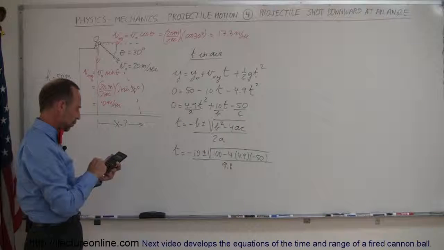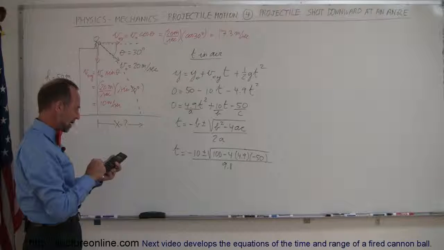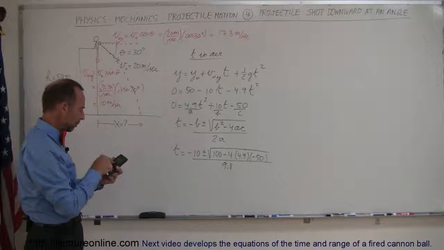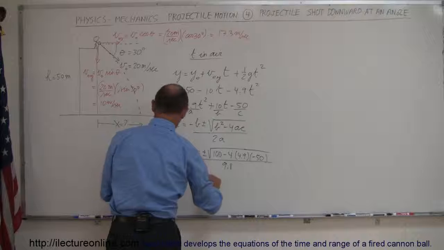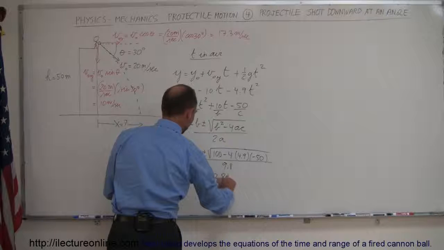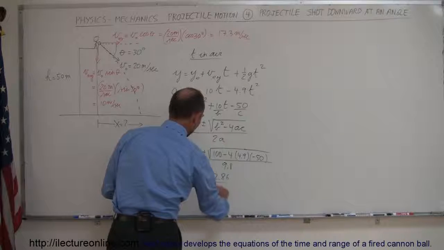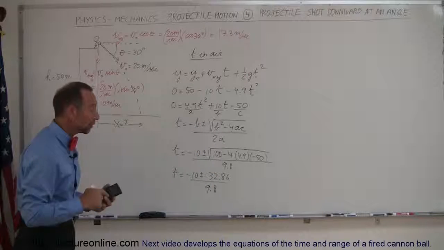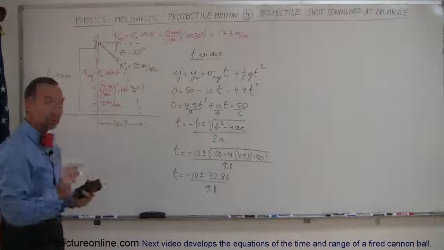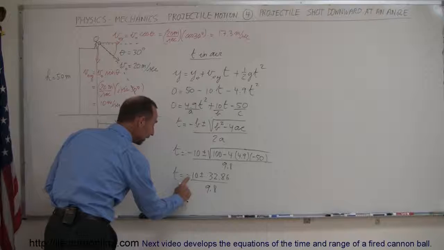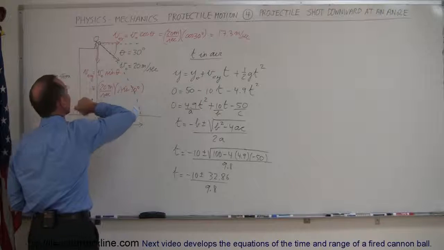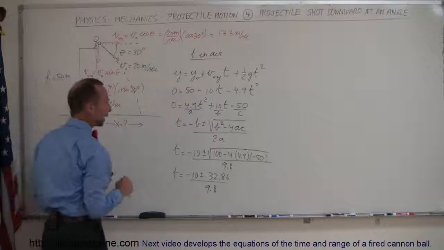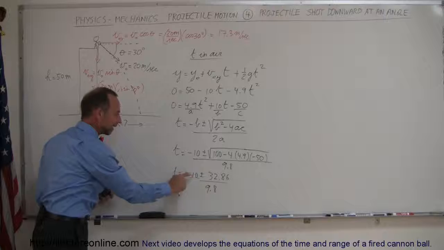So we have 4 times 4.9 times 50 plus 100. Take the square root of that. And so we have t is equal to minus 10 plus or minus 32.86 divided by 9.8. If you've looked at the previous video, you realize you get the exact same result with the only difference that this is a minus 10 instead of plus 10. Plus 10 because there the projectile was shot upward at an angle of 30 degrees. Here it's shot downward at an angle of 30 degrees.